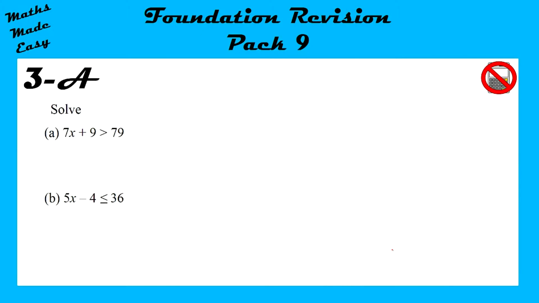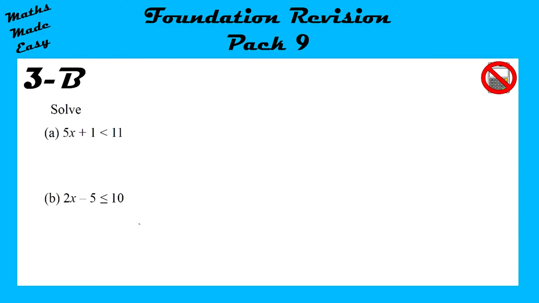Question 3a. So we're going to solve these inequalities the same as we would solve an equation. So subtract 9 from both sides gives me x is greater than 10 when I solve that all the way through. And on this one, I'm going to add 4 to both sides, giving me 5x is less than or equal to 40. Divide both sides by 5, giving me x is less than or equal to 8.